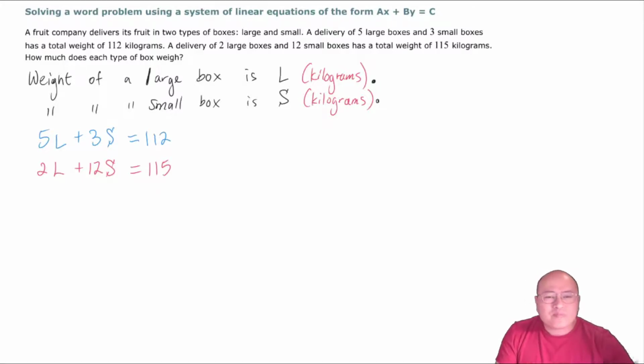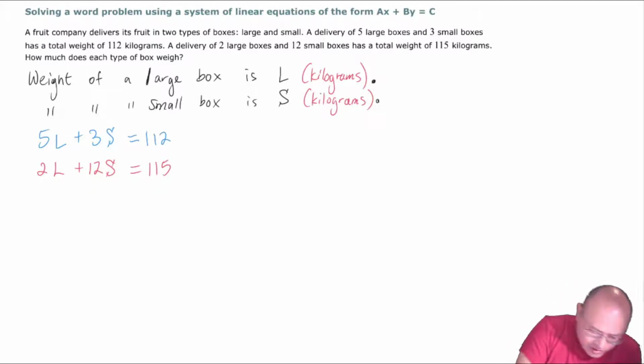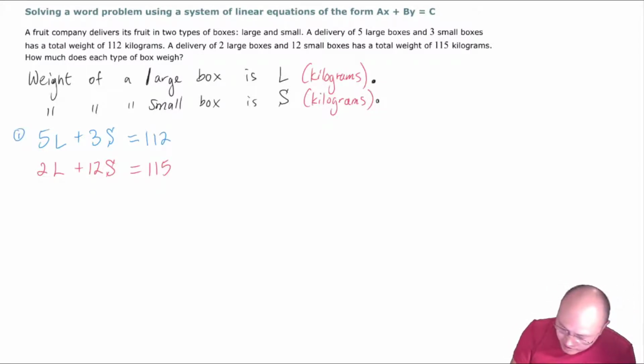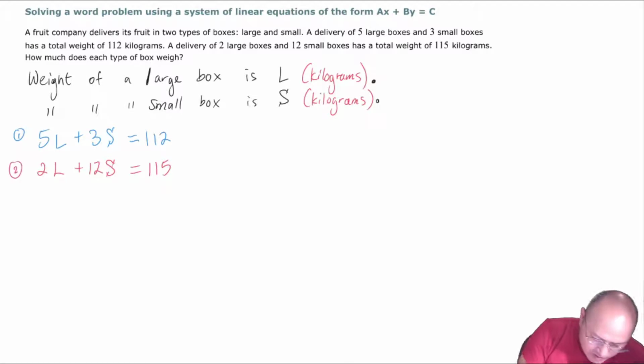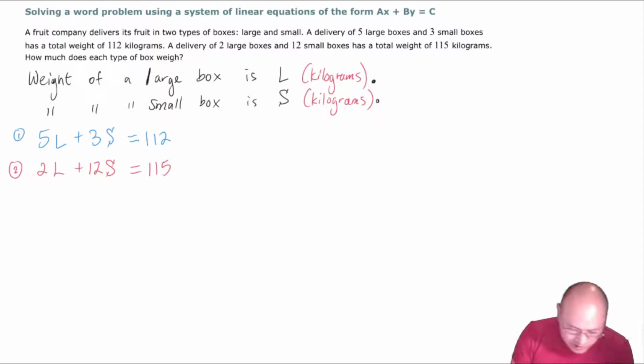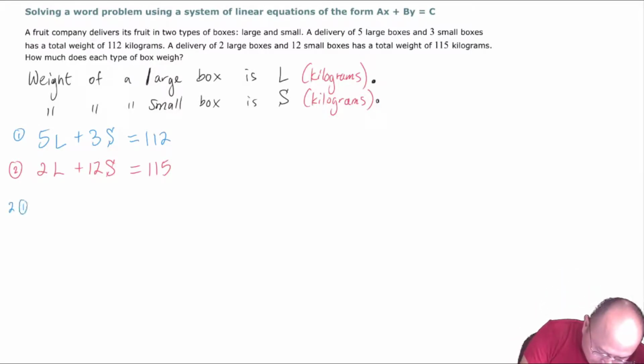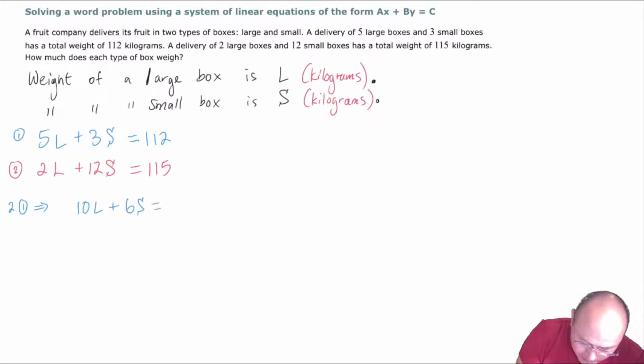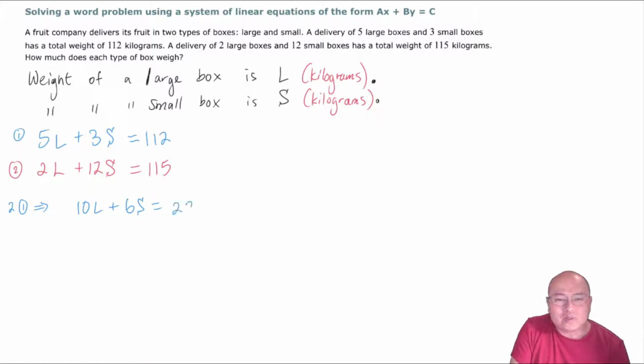Let's say we want to temporarily eliminate L. So let's call this equation 1 and equation 2 here. And I'm actually going to do 2 times equation 1. If you do 2 times equation 1, you simply get 10L plus 6 times S is equal to 224.